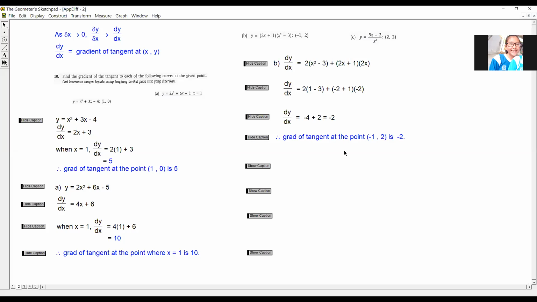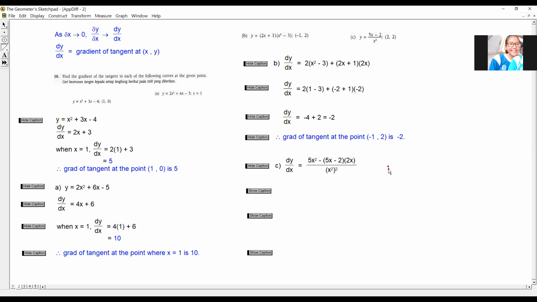Okay, right. Can anyone tell me why C is different from the others? You must use what rule, Sabanika? We have to use quotient rule. Yes, you have to use quotient rule. Thank you. So we are going to use quotient rule.